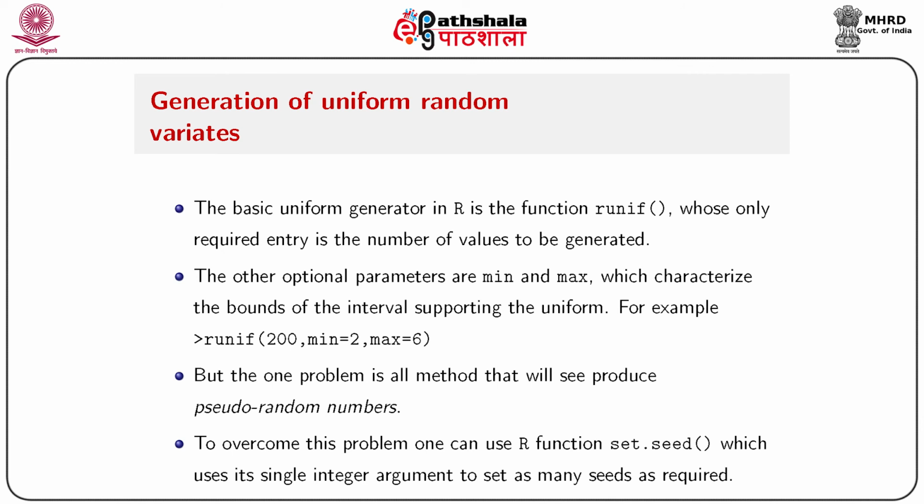For example, you can write runif, then 200, say 200 samples you want to generate, then min 2 and max 6, that is for uniform(a, b), a is 2 and b is 6. But the one problem is that all the methods that we'll see actually produce pseudo-random numbers. To overcome this problem, one can use the R function set.seed, which uses its single integer argument to set as many seeds as required.